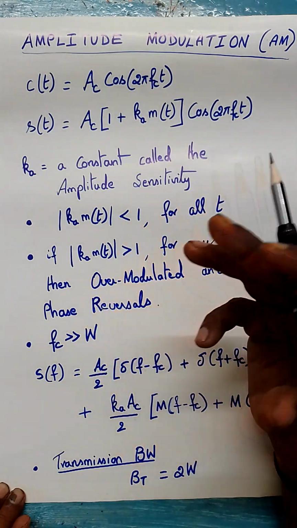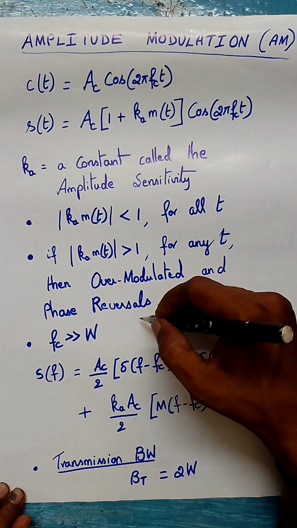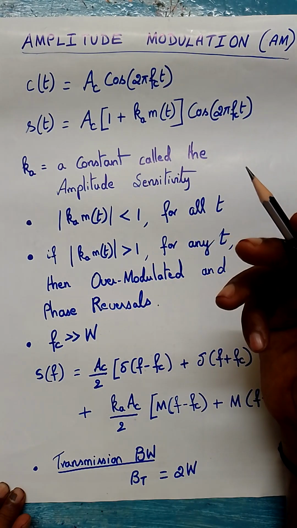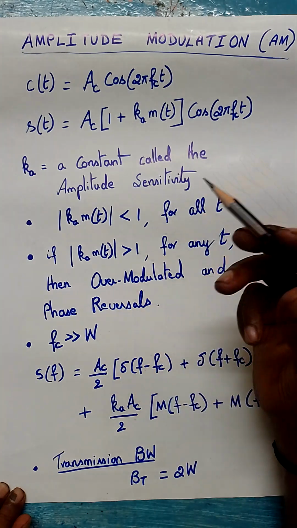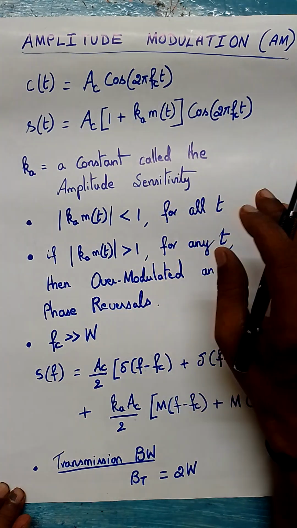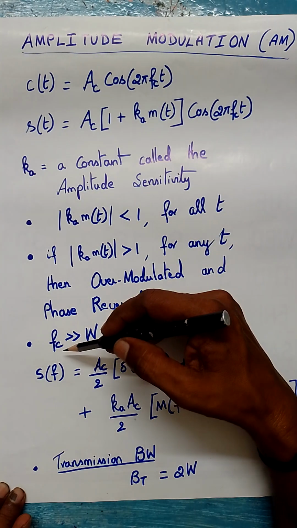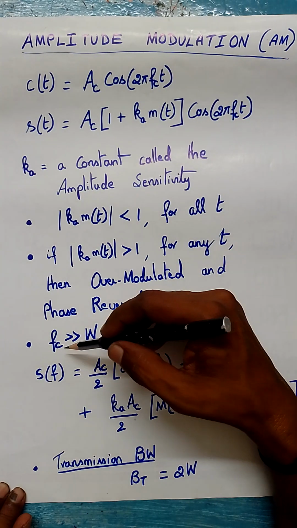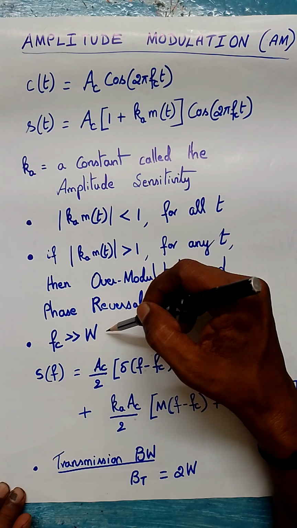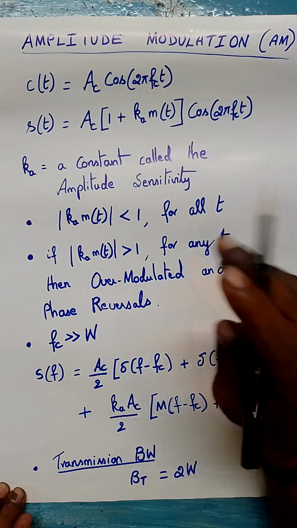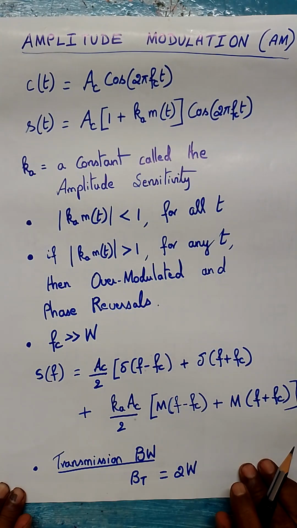Suppose you want to modulate a video signal, which is 5 megahertz. Then the carrier can be roughly 5 megahertz into 10, that is 50 megahertz, very much greater, 50 megahertz or 100 megahertz like that. So the one important point you have to remember is, whatever the baseband signal may be, the carrier frequency should be very much greater than the baseband frequency.